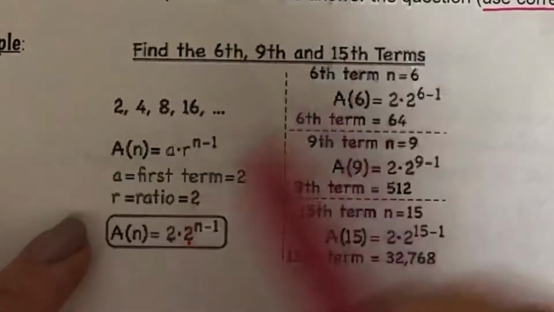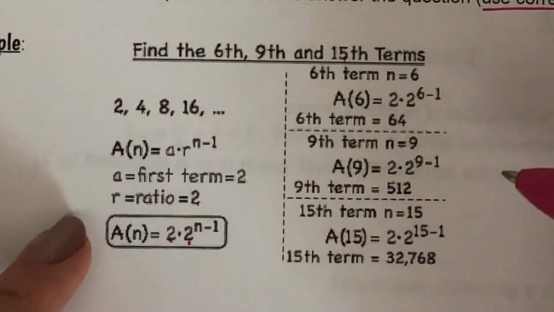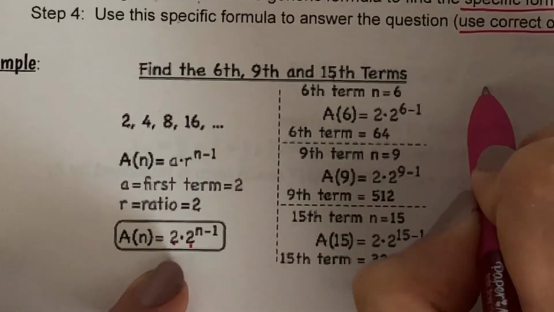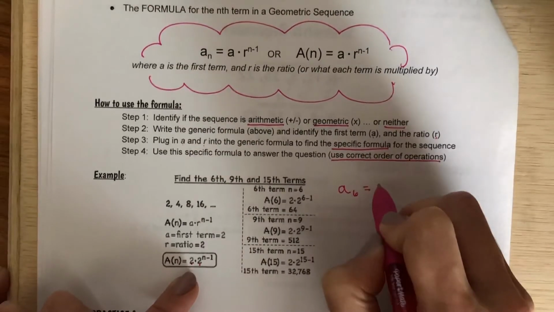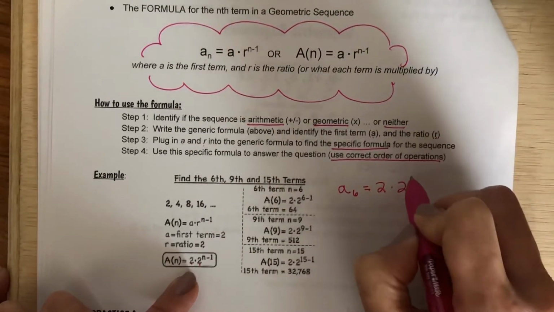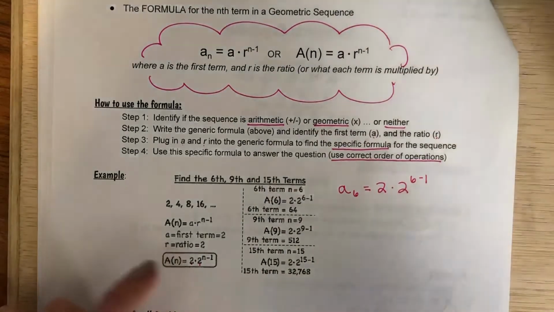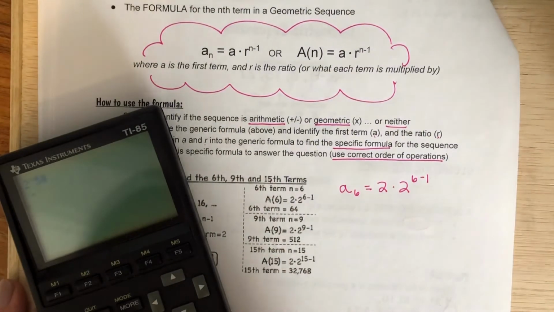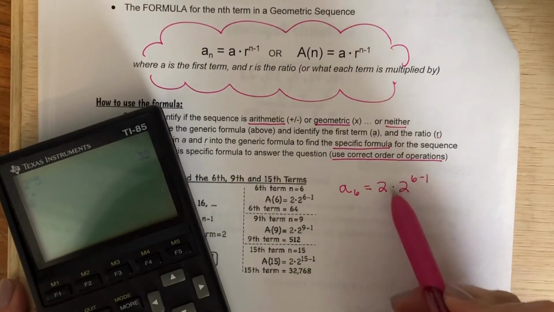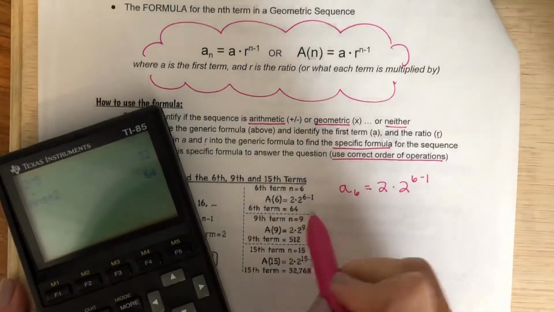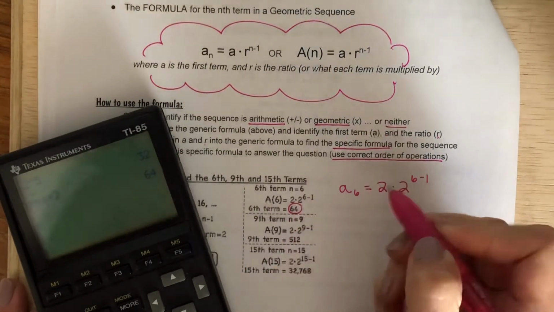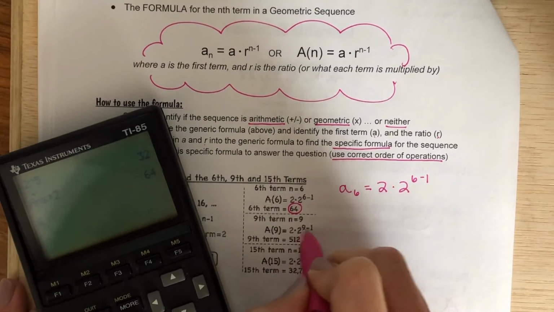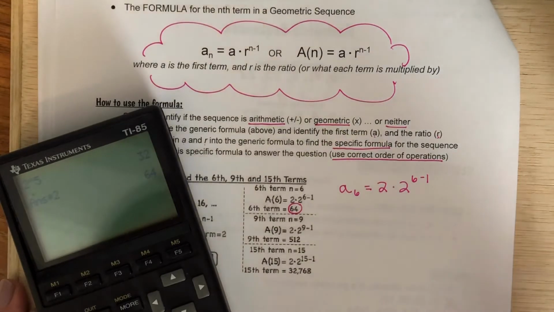Now I'm going to use this to find my 6th, 9th, and 15th term. So my 6th term, and I'll write this over here, I could also write it this way, is my first term times my ratio to the 6 minus 1. And again, here's where you're using your calculator, using correct order of operations. 2 to the 5th power is 32. I have to do my exponents first, and then I'm going to multiply it by 2 to get 64. This one right here, the 9th term, I have to figure out 2 to the 8th power, and then multiply that by 2 to get 512.